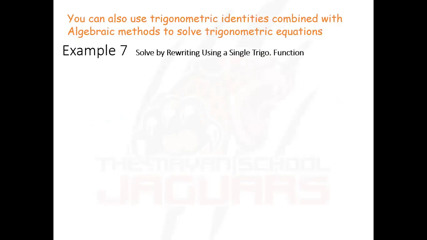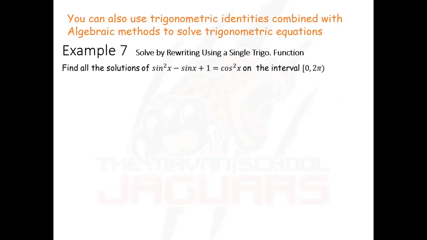And finally, let's use the identities that we have learned in the previous sections. We can use trigonometric identities combined with algebraic techniques to solve some trigonometric equations. So let's see an example. Solve by rewriting using a single trigonometric function. And the example that we're gonna solve is the following.